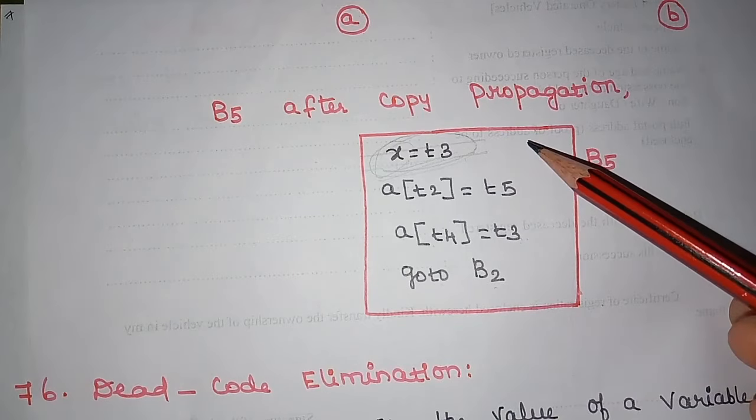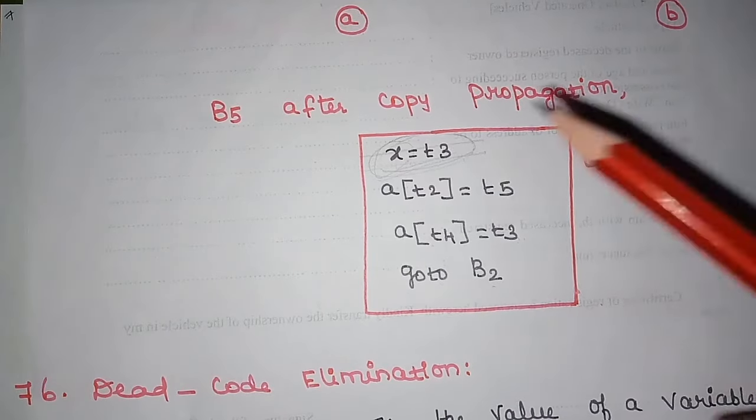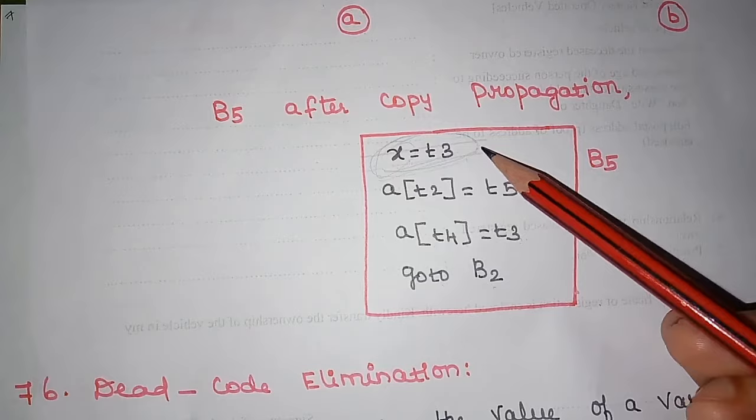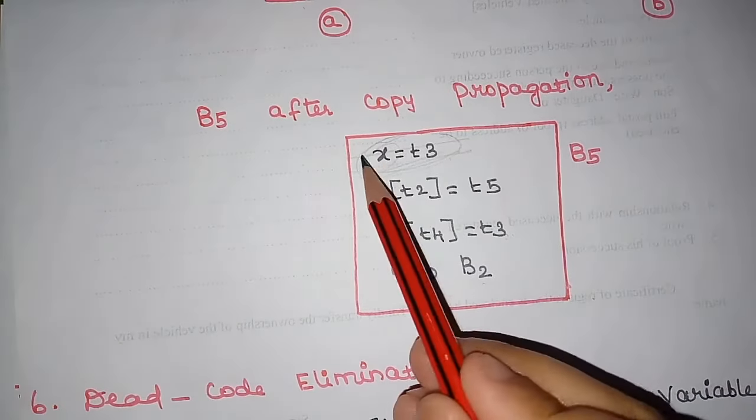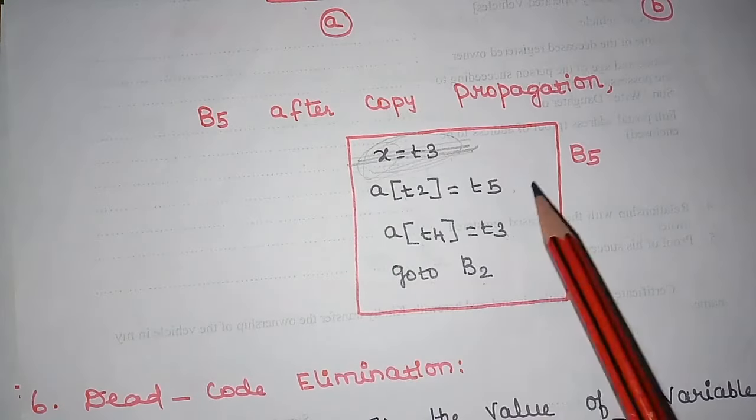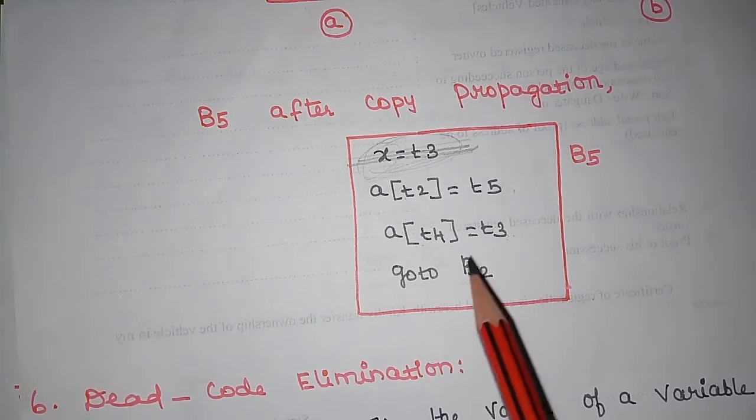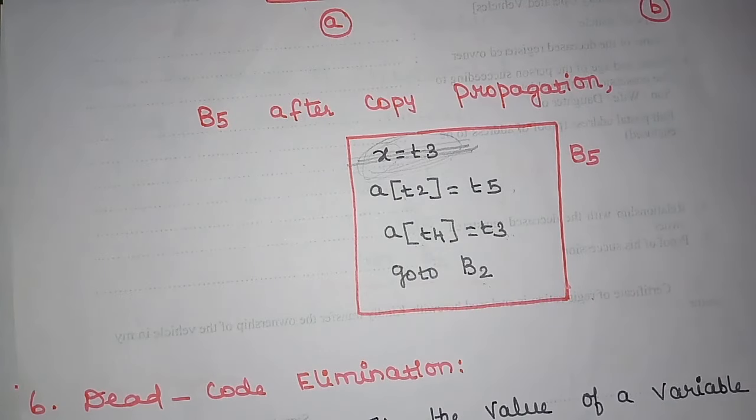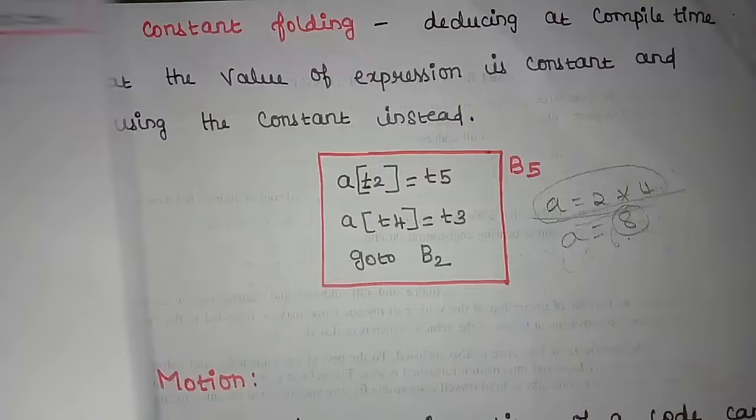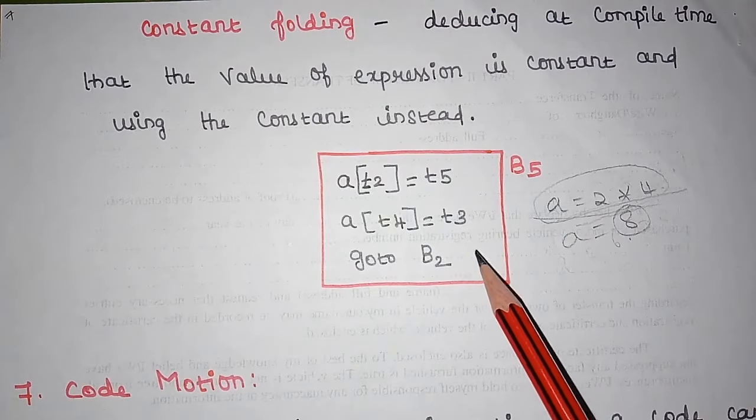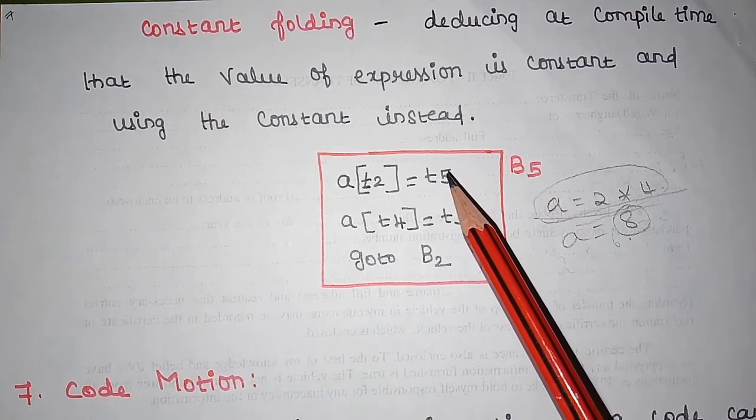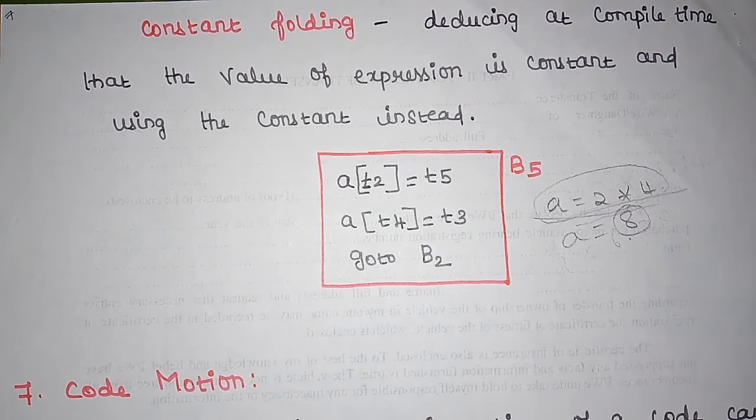So we can just remove this assignment to x, and transform this code like a of t2 is equal to t5, then a of t4 is equal to t3, and go to b2. This is what it looks like after the transformation, that is, after removing the assignment to x.